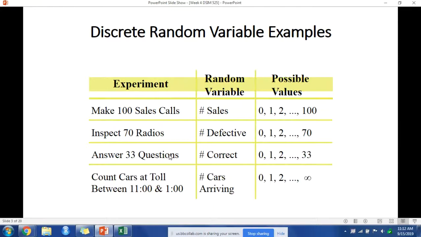The first kind of random variable is called a discrete random variable, which are random variables that can assume a countable number, finite or infinite, of values. Here are a few examples of discrete random variables. It's anything that is countable. So if we were to count cars at a toll plaza between 11 and 1, then we would have the number of cars arriving, and it would be some countable number.